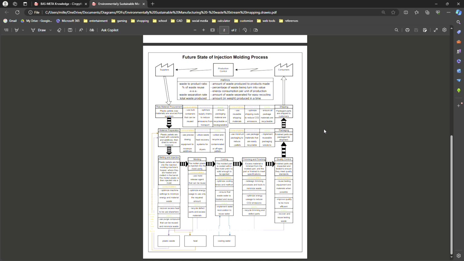For trimmings and finishes, it's redesigning trimming processes and tools to minimize waste, optimizing energy usage to reduce CO2, and recycling trimmings and defective parts. And for quality control, it's reusing testing equipment and materials when possible, and improving quality to be more efficient. Basically, just improve the quality of the product, so there's less waste. And then next would be to recover and reuse testing waste.